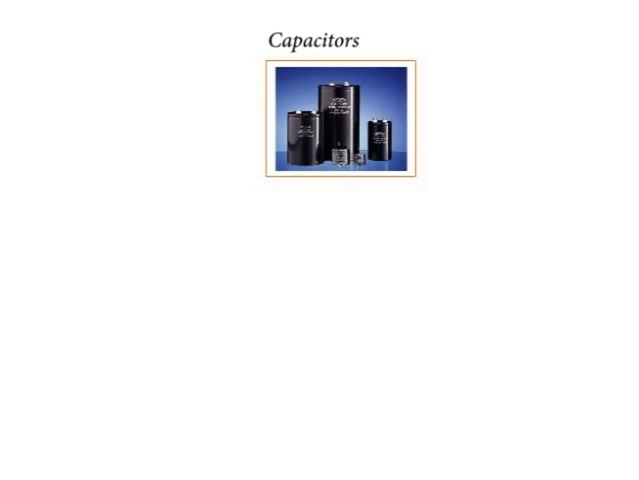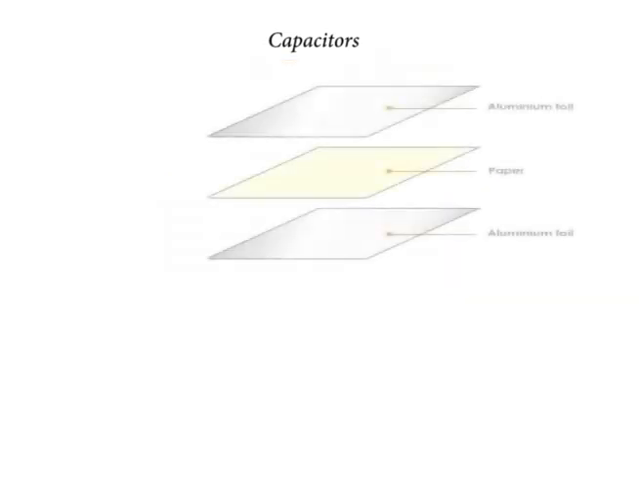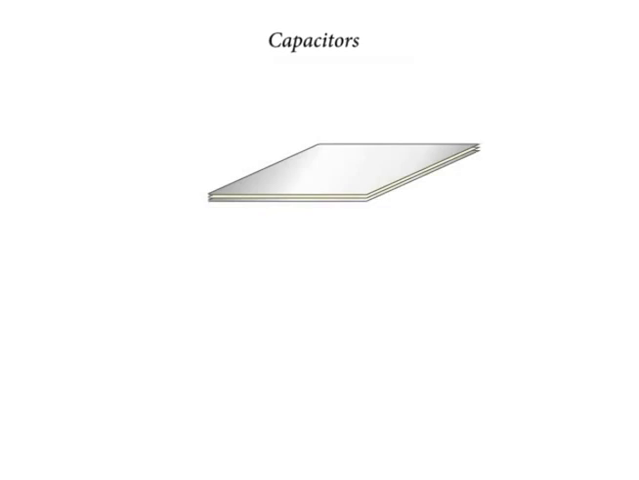Capacitors. A capacitor is a device used for storing charges. They are widely used in radio and television receivers and in transmitter circuits. The simplest capacitor is made by sandwiching a piece of paper in between two pieces of aluminum foil as shown here.